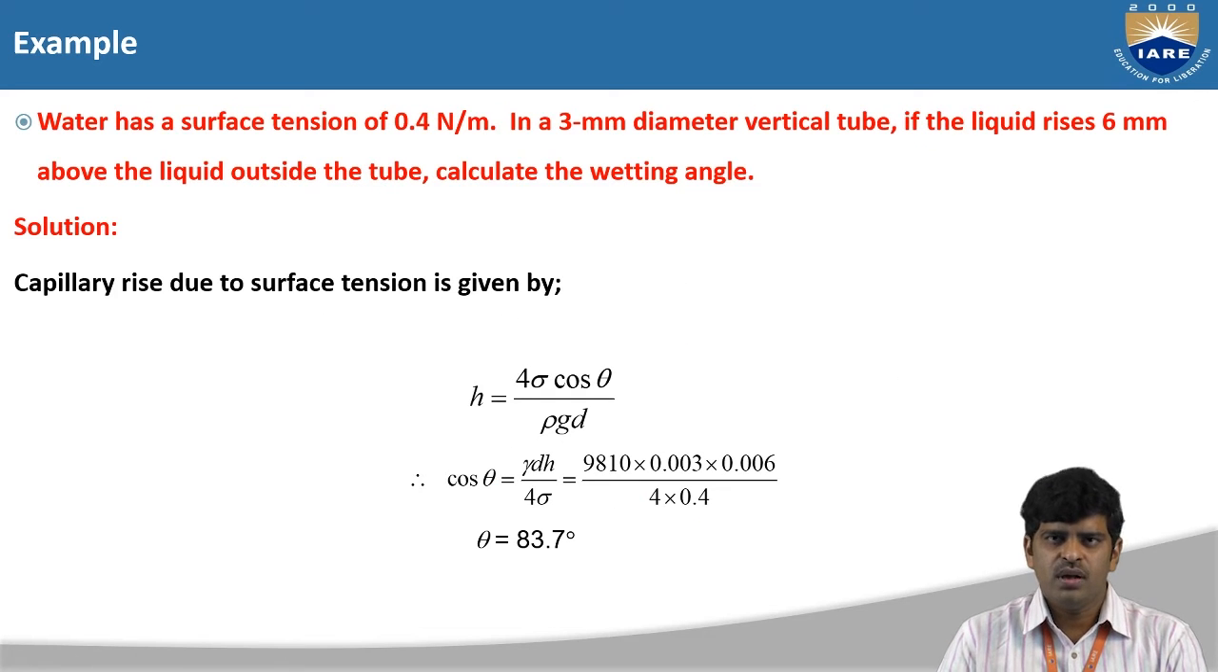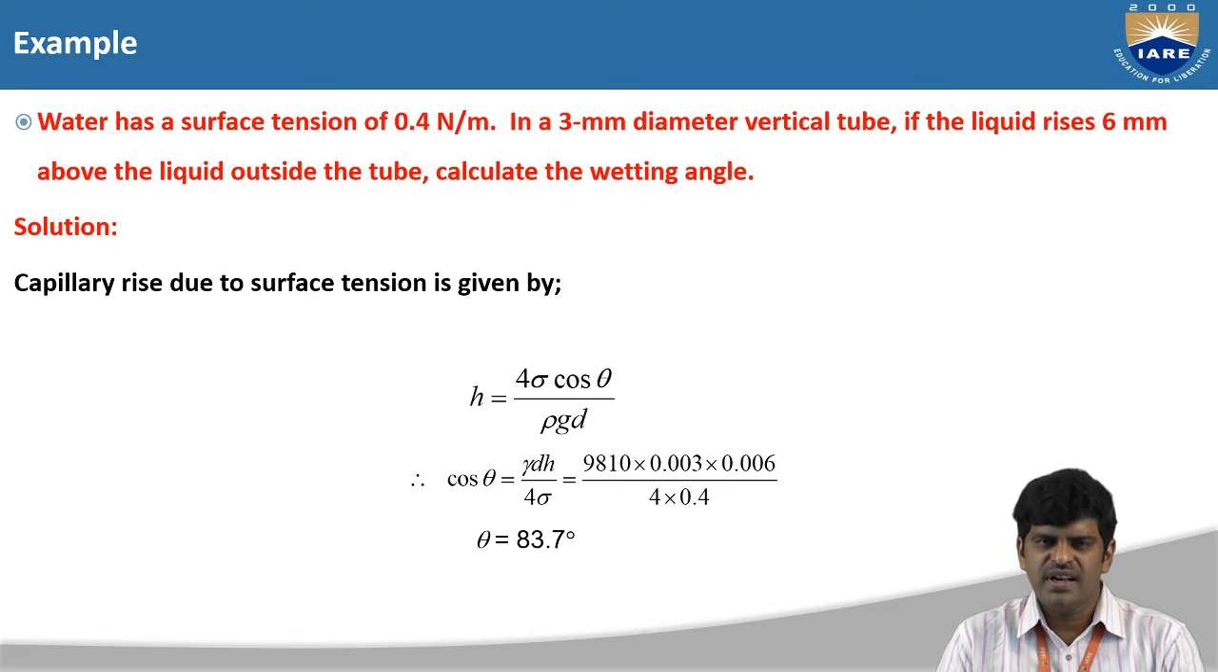Now the next problem: water has a surface tension of 0.4 Newton per meter, and the diameter of the vertical tube has been given as 3 mm. If the liquid rises 6 mm above the liquid outside the tube, calculate the wetting angle.